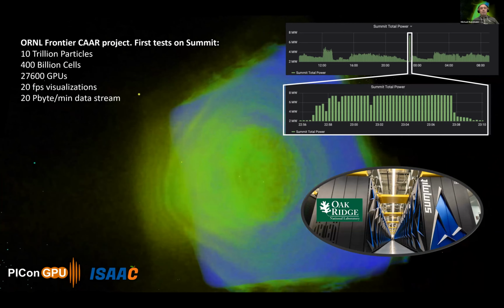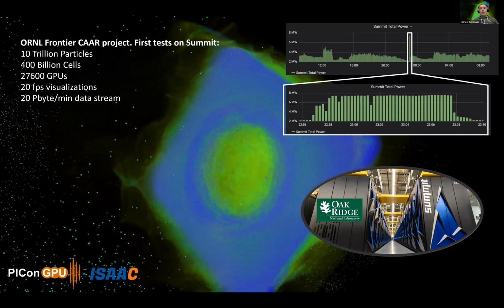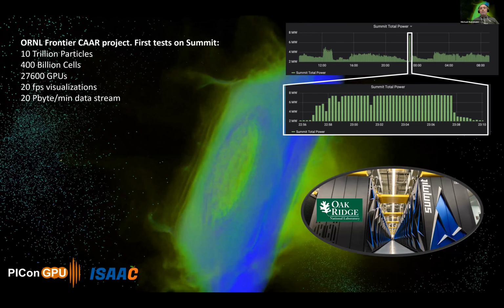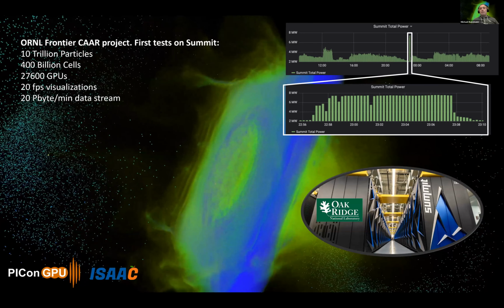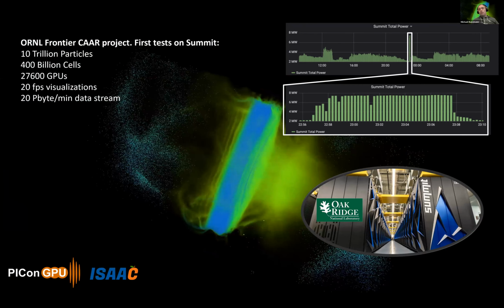This is running on more than 27,000 GPUs. This is actually what you would see live. We can go to 20 frames per second visualizations, and the data stream here is 20 petabyte per minute, which is roughly 3 times the internet traffic of the US. And the simulation itself uses sustainably 8 megawatts of power.